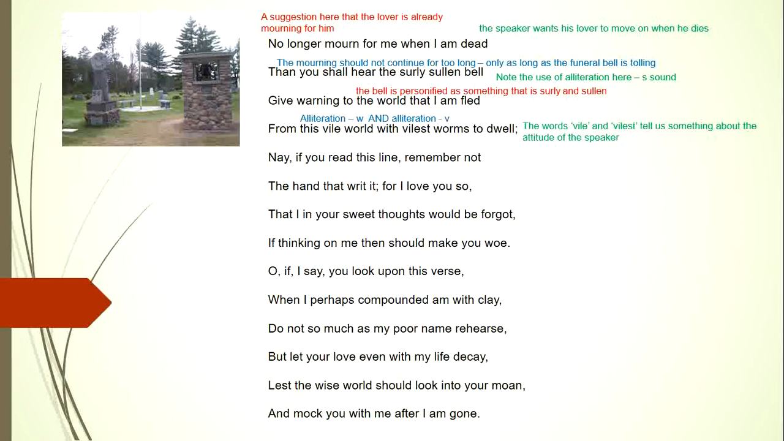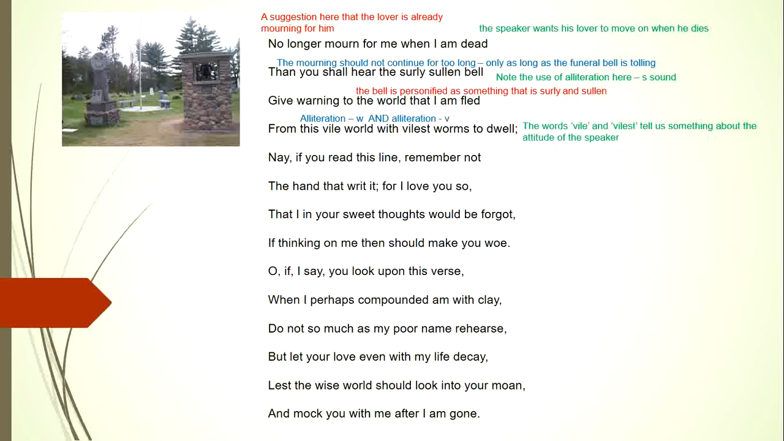But when he dies, what's he going to be doing? He's going to be dwelling with the vilest worms. Now, the worms here is a reference to the decaying of the body and the worms that would eat the body. And Shakespeare, in many of his plays, for instance, Hamlet, likes to use that image of the worms feasting on the body. So he's escaping from this world, and he's going to live with the vilest worms that are going to eat his body. Right, so now that's our first quatrain, dealing with the fact that his lover should not mourn for him any longer than it should take the bells at his funeral to toll.